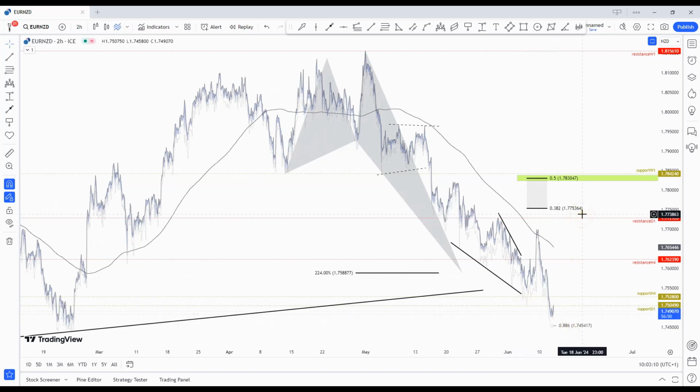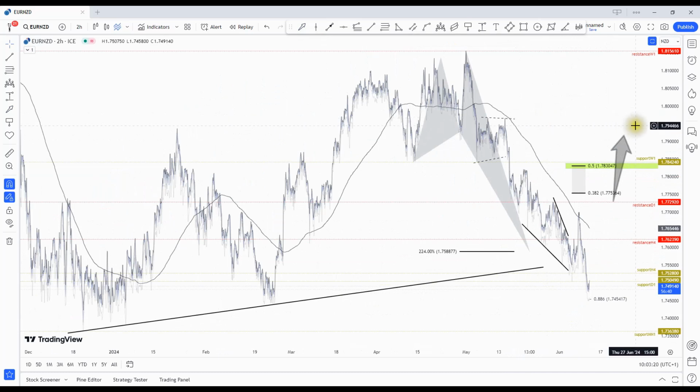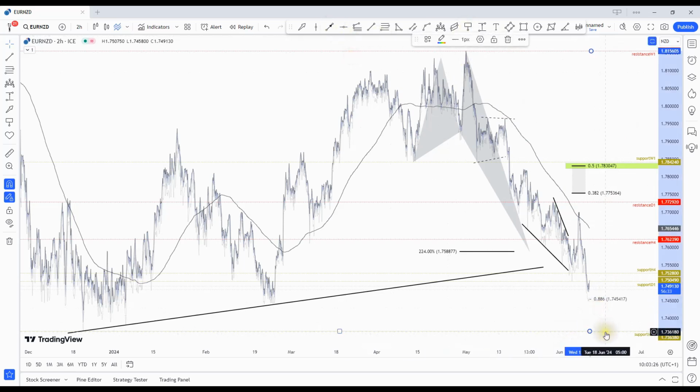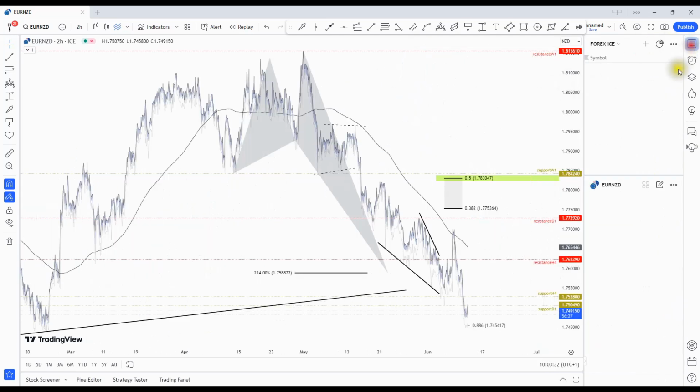I will not be surprised to see at some point in the future a violation of this resistance level, but for now we need to wait. We need to see how the market will behave from here. I will not be surprised, as I said, to see a retest of this major fractal support before starting to think about a bounce again.